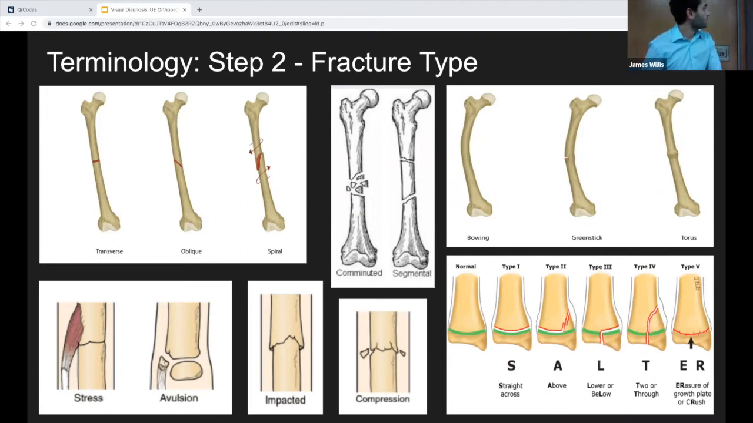How I like to remember the difference between impaction and compression: compression is like our vertebral compression fractures, where the bone is just flattening and grinding against itself. And impaction is when you have enough force, an axial load, where it causes a piece of bone to be driven into the other piece.